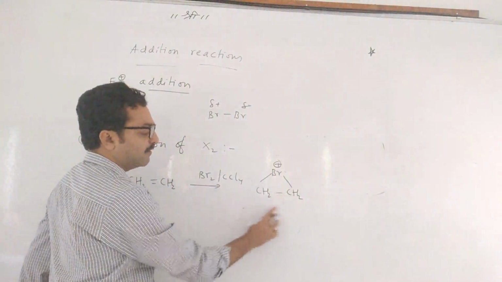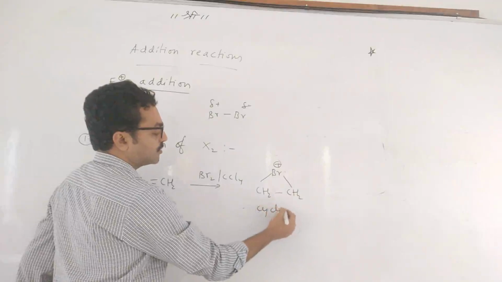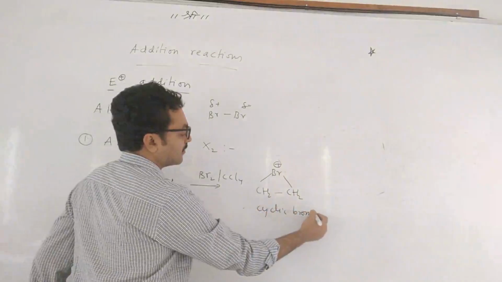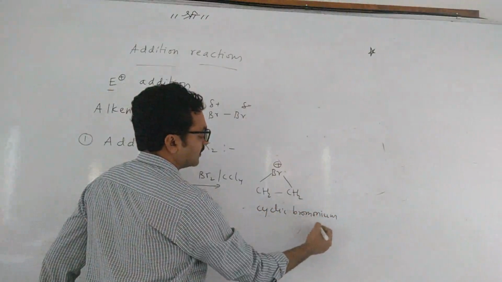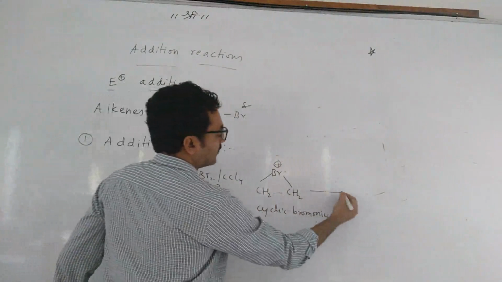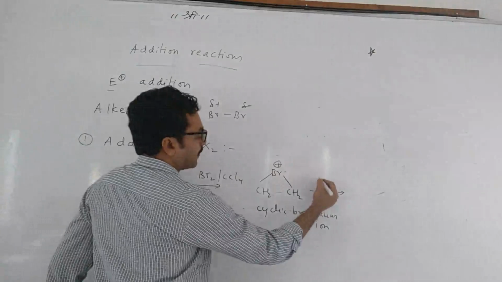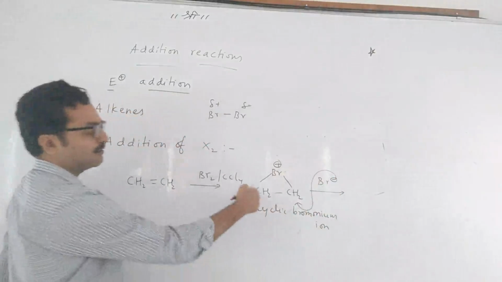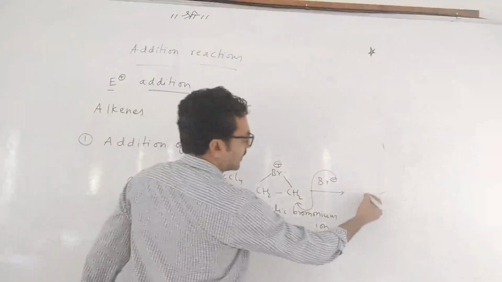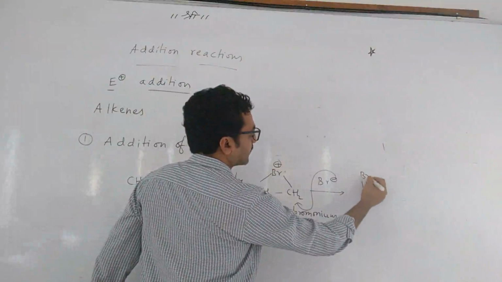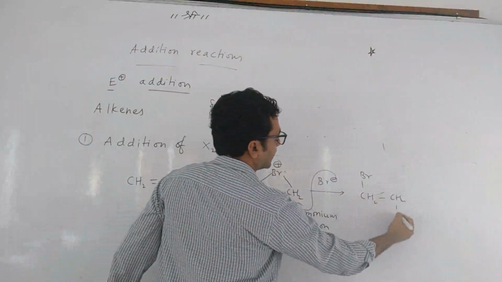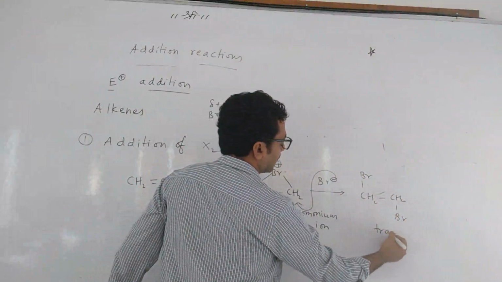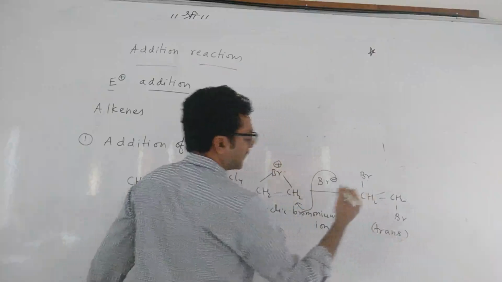Yesterday I told you, onium means what, children? Positive charge. Cyclic bromonium ion is formed and the other part will be Br minus, which can attack either from this side or this side. So you will get a dibromo product, but it is a trans dibromo product.